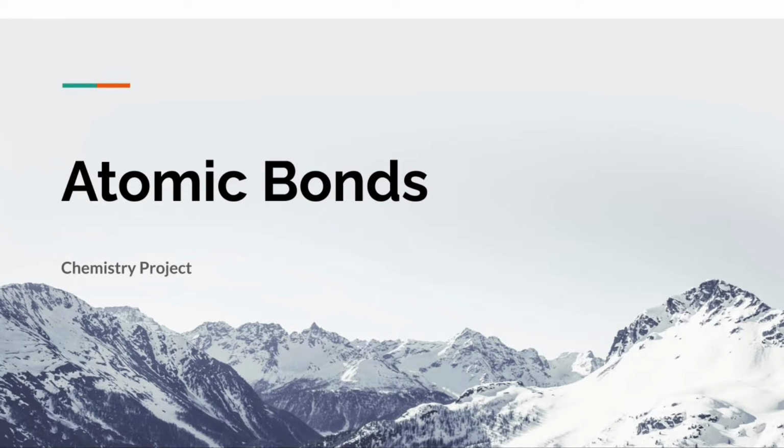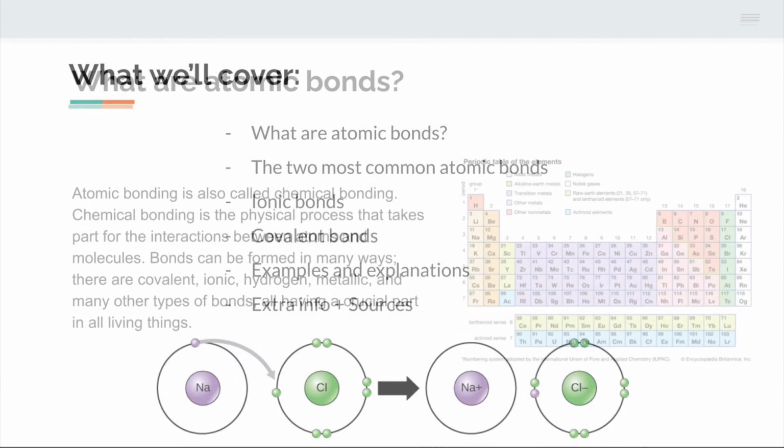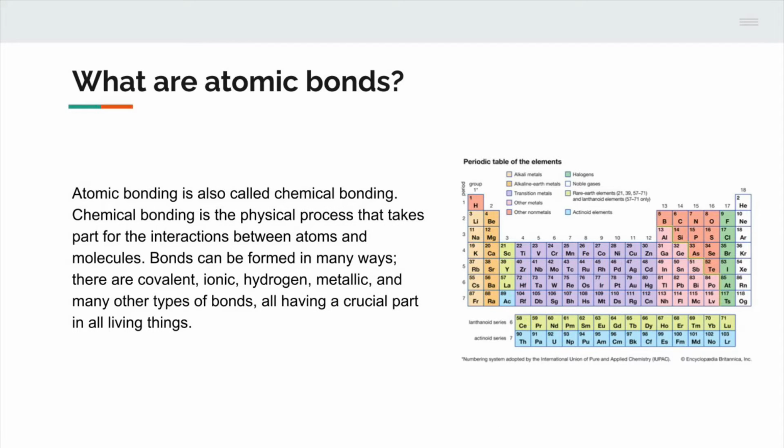So today I'm going to be talking about atomic bonds. Some things that I'll be covering during this video will be the meaning of what atomic bonds are, and the two most common ones, which are ionic bonds and covalent bonds. I will explain these and give a couple of examples as well. So first of all, what are atomic bonds?